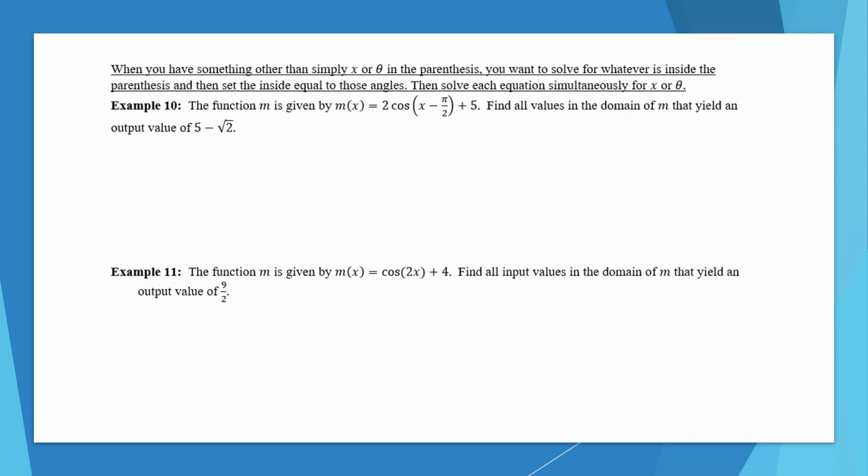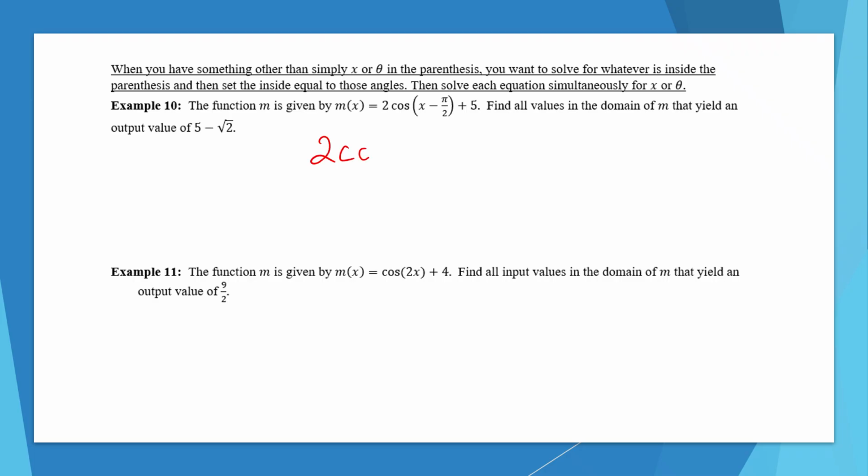All right. And finally, number 10, when you have something other than just x or theta in the parentheses, you basically want to solve for the parentheses, set it equal to whatever your solutions are, and then solve each equation for x or theta to get x or theta by itself on one side of the equation. So I know that's a lot. Let's break this down by working through 10 and 11. These are all problems that we've seen before on AP exams or practice AP exams.